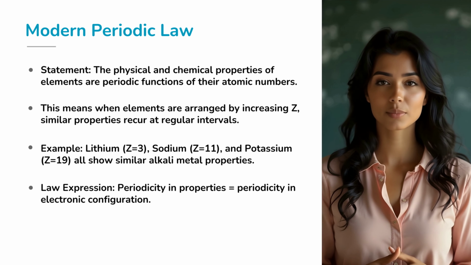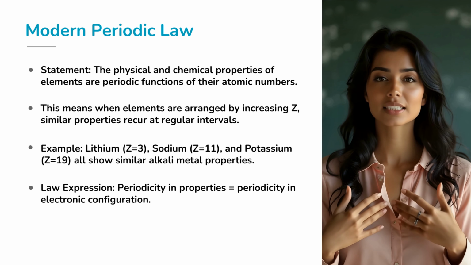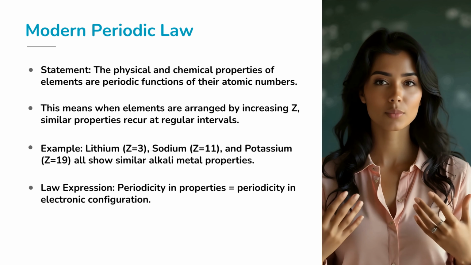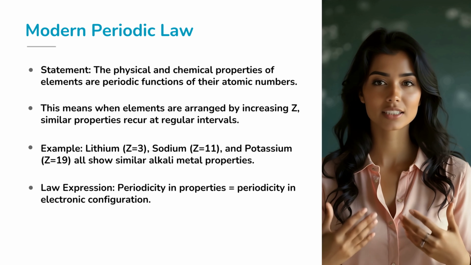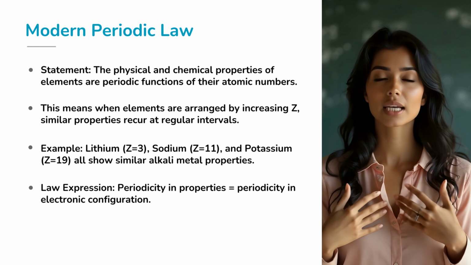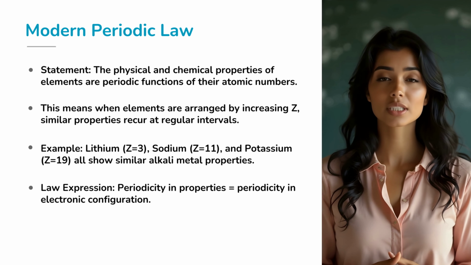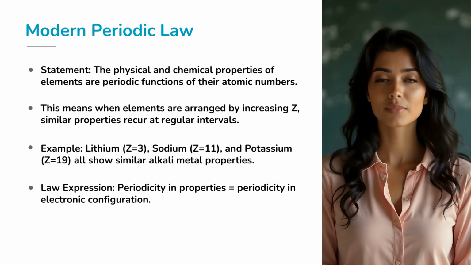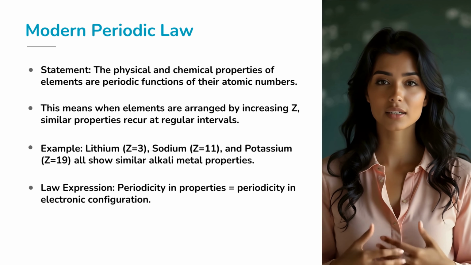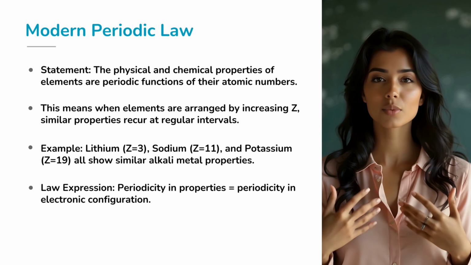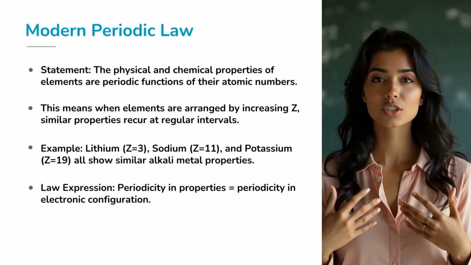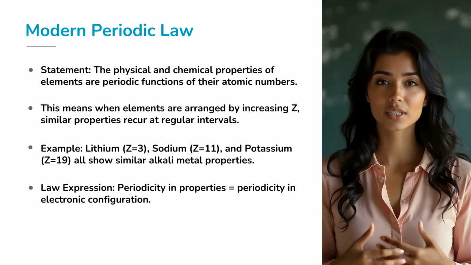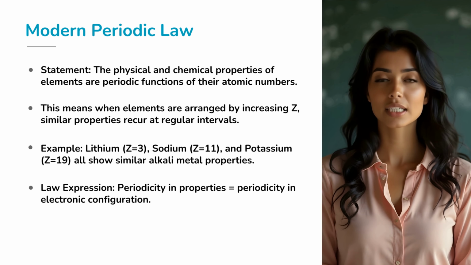So, what is the modern periodic law? Here it is, stated clearly: the physical and chemical properties of elements are periodic functions of their atomic numbers. In simpler words, when elements are arranged by increasing atomic number, similar properties repeat at regular intervals. Take lithium with atomic number 3, sodium with atomic number 11, and potassium with atomic number 19. Though their masses are quite different, all behave as alkali metals with one valence electron. This repetition of similar traits is called periodicity in properties.